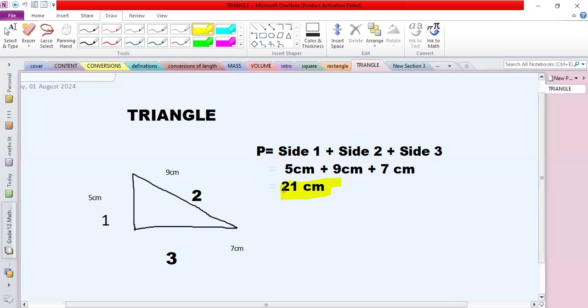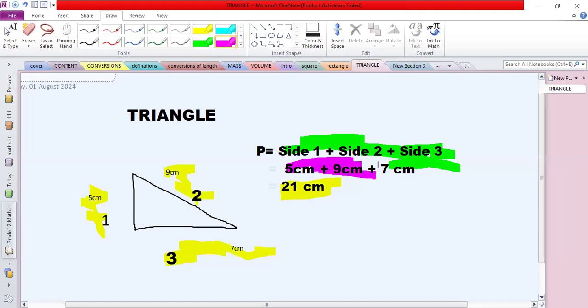Just take a look at it. You will understand how we calculated that one. Side 1, this is side 1, which is 5 centimeter. And then we have side 2, which is 9 centimeter. I'm highlighting by yellow. And then we have side 3, which is 7 centimeter. So when you are calculating this side, you just say side 1 plus side 2 plus side 3. I'm highlighting by green on that formula. And then these are the units, 5 plus 9 plus 7. I'm highlighting by purple on them, 5 plus 9 plus 7. And then you get 21. It's very much simple. I don't want to waste time on it. We are going somewhere today.